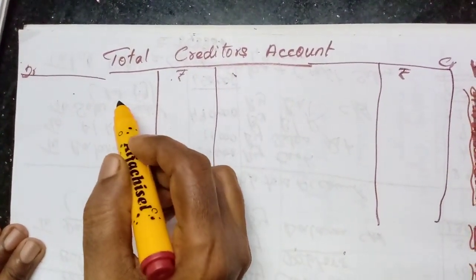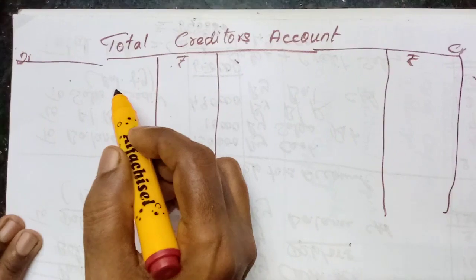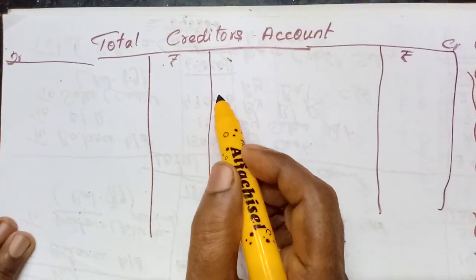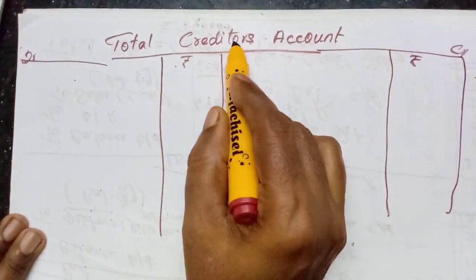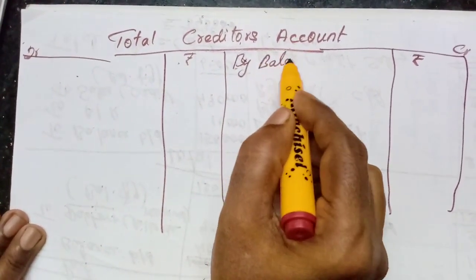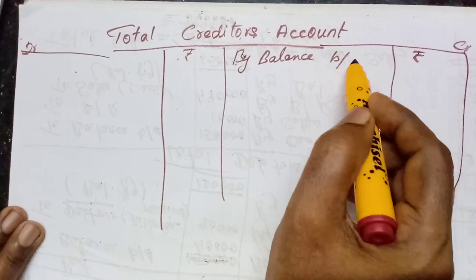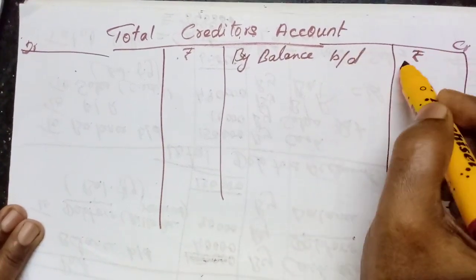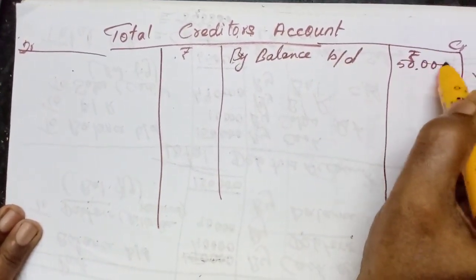First one, creditors on 1st April 2018. That will be the opening balance. The creditors account shows a credit balance, so we have to write 'by balance brought down'. What is the amount? 50,000. You write 50,000.